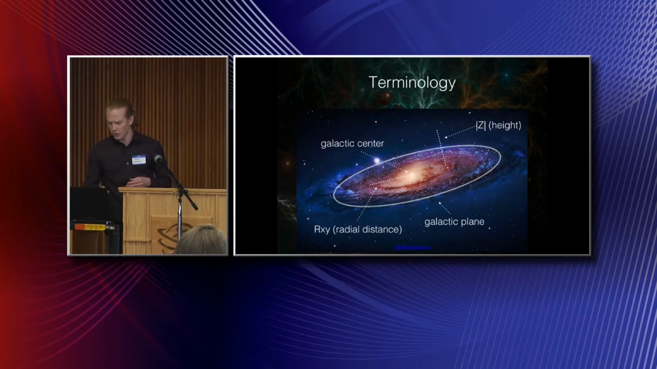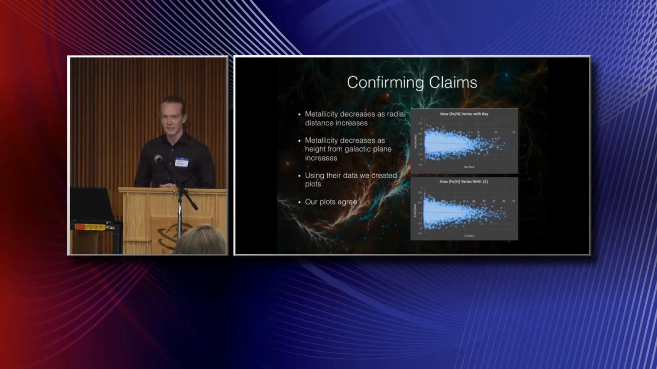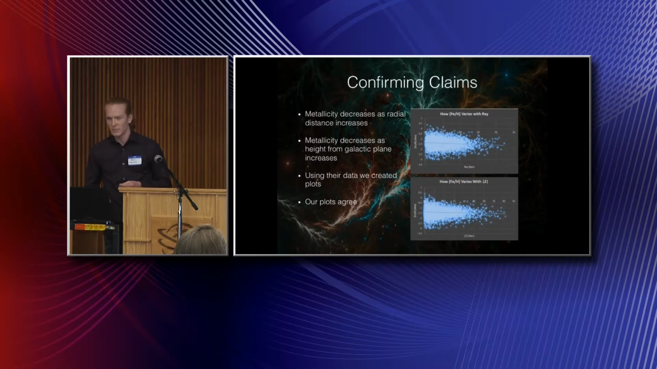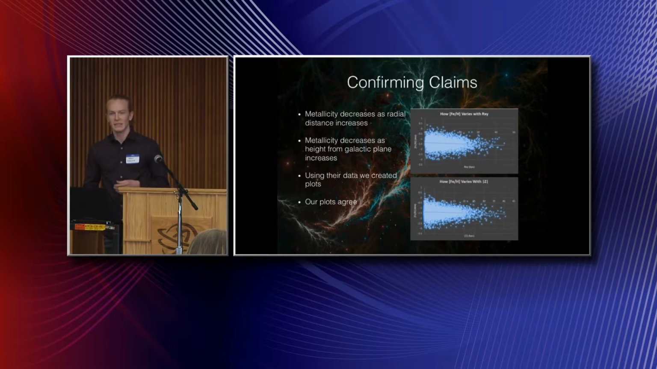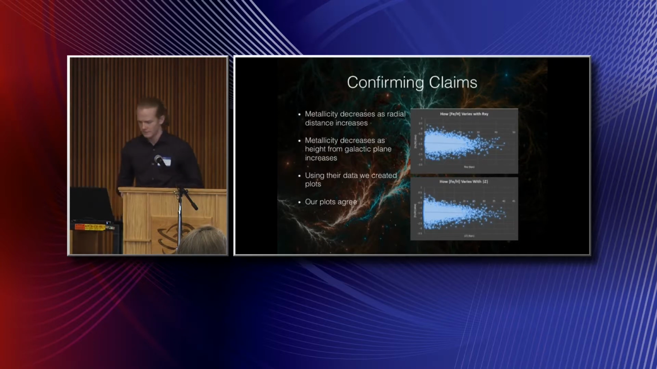These are my plots. The first one compares the metallicity with the radial distance from the galactic center. This horizontal axis represents the radial distance, and the vertical axis represents the metallicity. As we increase this radial distance from the galactic center, we can see that the metallicity of the star decreases. Likewise, the second bottom graph compares the metallicity with the height from the galactic plane. This horizontal axis is the height from the galactic plane, and the vertical axis is the metallicity. As we increase the height from the galactic plane, we can see that the metallicity decreases. So our plots agree with their claims, using their data, of course.